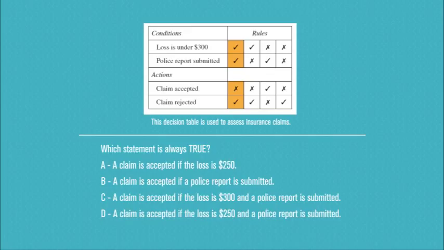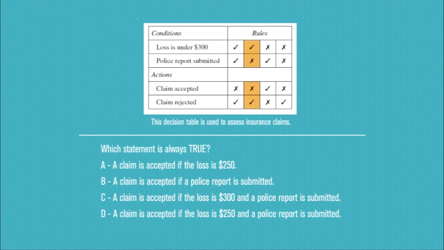The loss is under $300. Police report is submitted. They've both got ticks. We'll follow that down to the bottom to the actions where it says claim accepted or claim rejected. And you can see there's a tick in claim rejected. So what does that mean? What that means is if the loss is under $300 and a police report is submitted, then unfortunately the claim is rejected. So there's one rule, one decision that we've come up with.